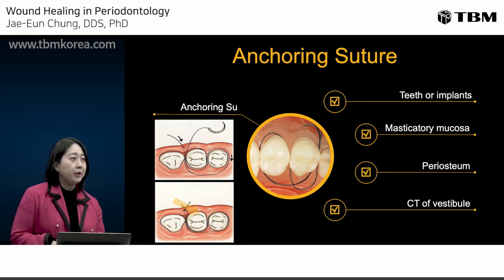Anchoring suture uses the tooth, implant, masticatory mucosa or connective tissue or vestibule like an anchor. The needle is placed at the lingual area of the flap adjacent to the tooth, anchored around the tooth, passed beneath the opposite flap and tied. It is useful to close a flap mesial or distal to a tooth, for example in the distal wedge procedure, and to close the facial and lingual flaps and adapt them tightly.